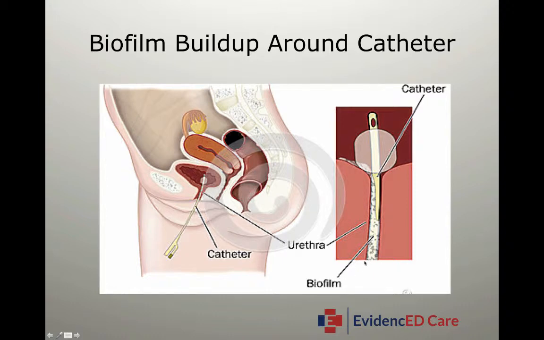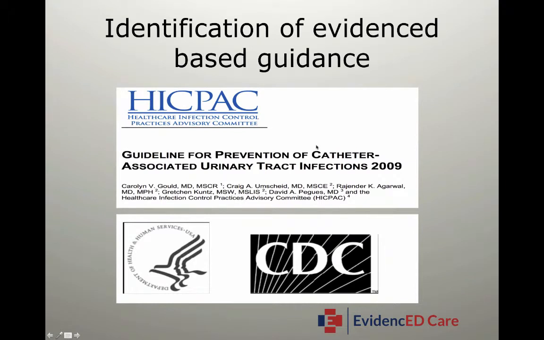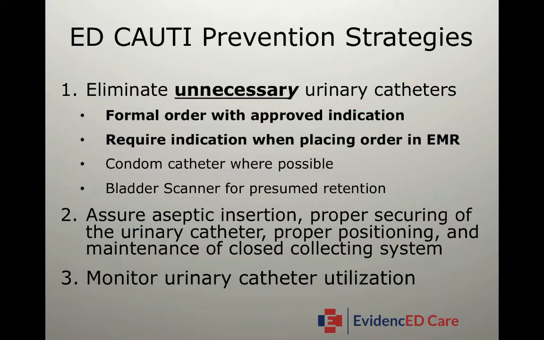And it's well documented that biofilm forms around the catheter, and through this biofilm, bacteria can come up through capillary action and enter into the bladder and become a source for urinary tract infections. This video and the recommendations are based on evidence-based medicine from the Center for Disease Control and the American Hospital Association and their working committees.